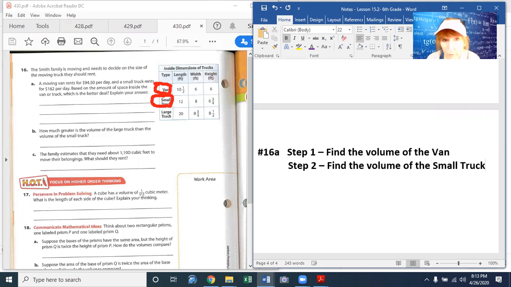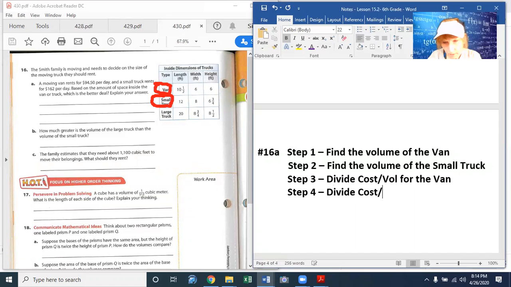Okay, so far so good. You know how to find volume, right? Length times width times height. It's all given there for you in that chart. And then you have to figure out the per unit cost for the van and for the small truck. So step 3, you are going to divide cost by the volume you find. Okay, for both the van. So for the van, and then step 4, you are going to divide the cost by the volume for the small truck.